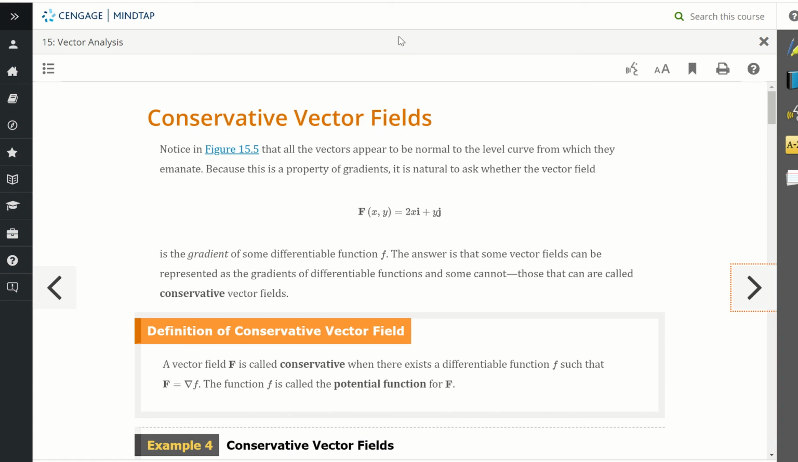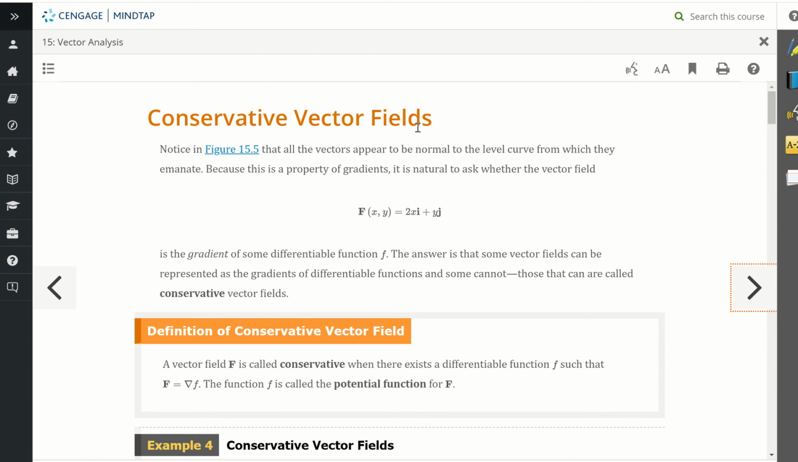The next topic we're going to come to is conservative vector fields. These are going to be extremely important throughout the rest of the class. Notice that all the vectors appear to be normal to the level curves from which they emanate. This was especially useful as we looked in the last example, where we plotted some concentric circles in the xy plane, and we saw that the vector fields there were pointing straight up, which would be perpendicular to the xy plane because they all had the k component.